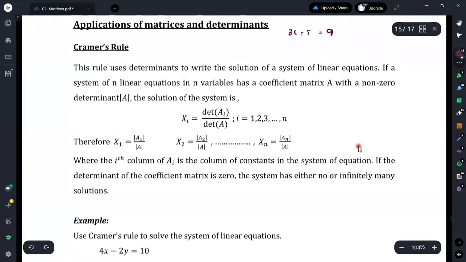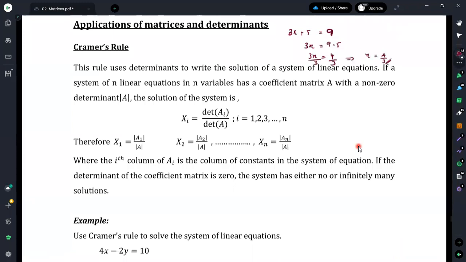In this scenario, you can just solve this equation by sending all the constant terms to one side. Therefore, we get 3x equals 9 minus 5, which is 3x equals 4. Dividing both sides by 3, we get x equals 4 divided by 3. Here we observe that there is only one variable, so using one equation we were able to obtain an answer for that linear equation.